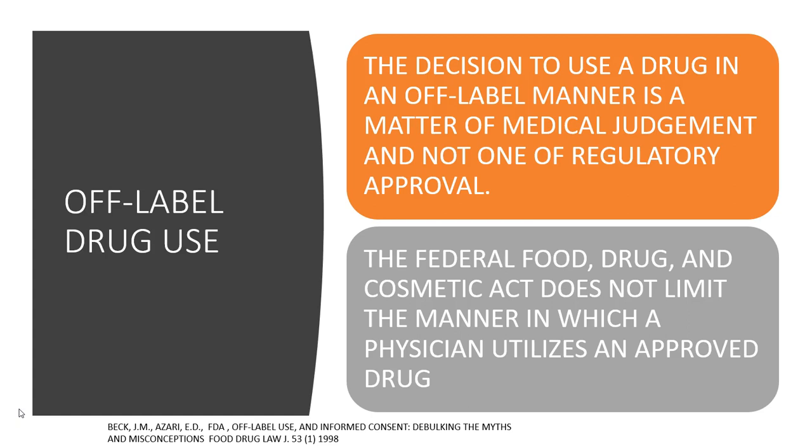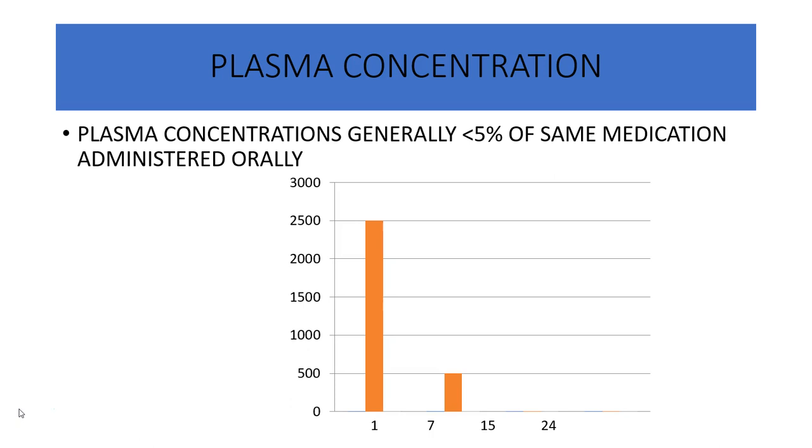Now, I get this question periodically, and they say, aren't you using some of these drugs off-label? For example, using phenytoin for wound healing, or misoprostol for wound healing, or using topical atorvastatin for wound healing. And this is not something that's actually regulated by the Food and Drug Administration. And as you can see, the Federal Food, Drug, and Cosmetic Act does not limit the manner in which you utilize an approved drug. This is a matter of your judgment. And so if you have an approved medication and you determine that it's in the patient's best interest to utilize the medication in whatever manner you see fit topically, you certainly are free to do that.